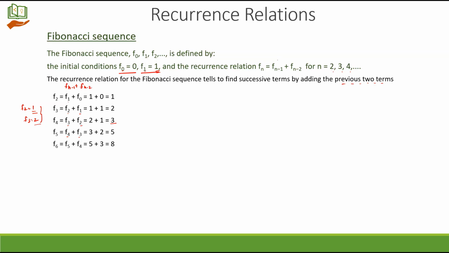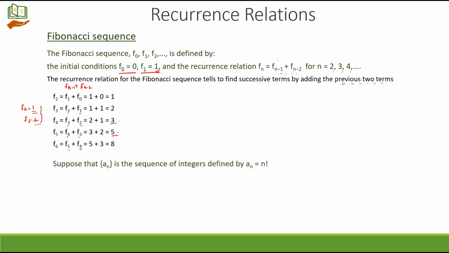So we have F5 is equal to 5. What about F6? 6 minus 1 is 5, 6 minus 2 is 4. F5 plus F4 will give you 5 plus 3, which is equal to 8. So this is how we will be subsequently calculating using this recurrence relation.